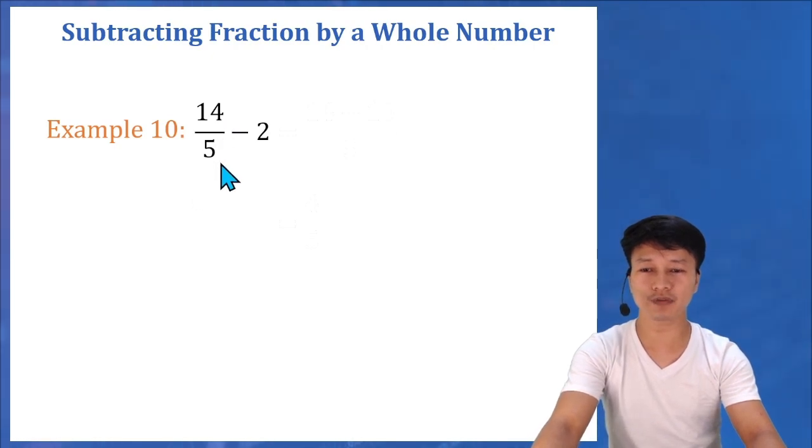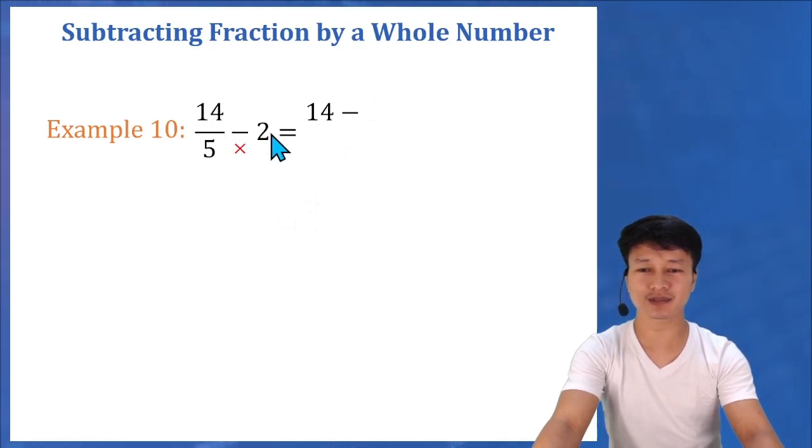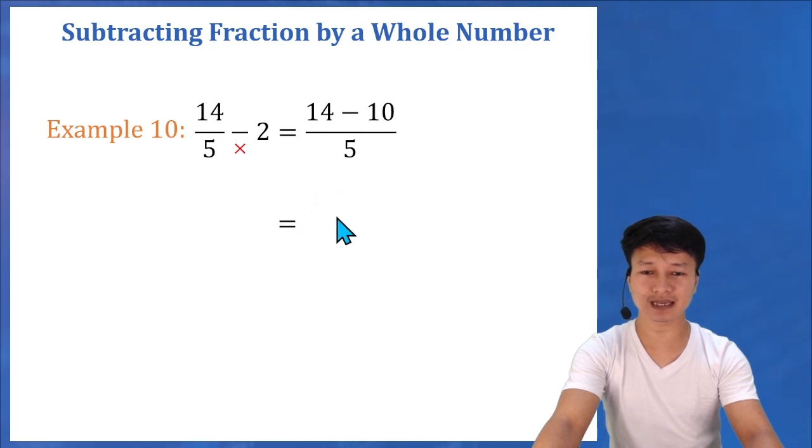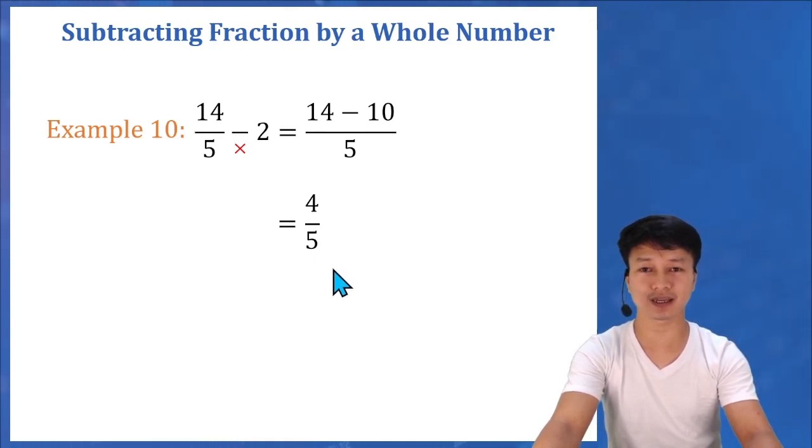A fraction 14 over 5 minus 2, or to be deducted by 2. And that is equal to, what are we going to do? Just copy the numerator of our first fraction, that is 14, minus the product of the denominator and the whole number na nagso-subtract dito sa first fraction natin. So that is 5 times 2, and that is 10, over the denominator of the given fraction, which is 5. Okay, so 14 minus 10 gives us 4, over the common denominator is 5. And so that is the final answer.